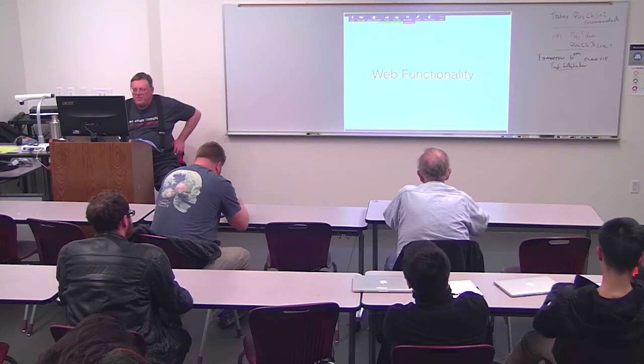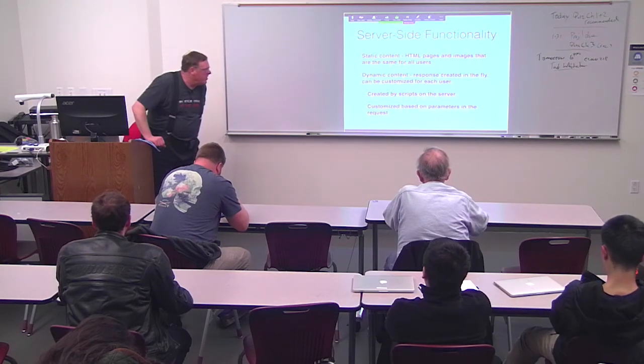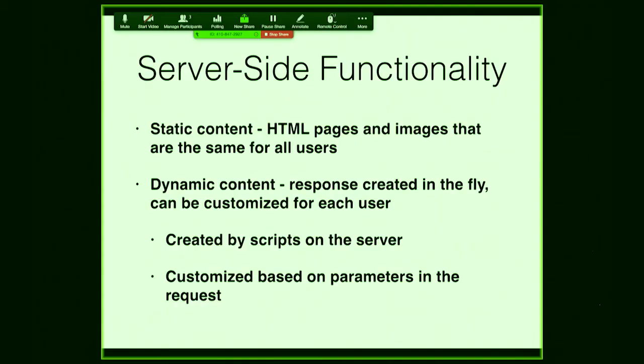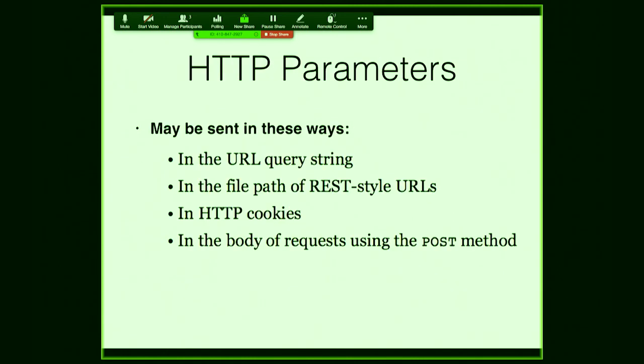All right, so web functionality. On the server, in the old days, you'd have static content, just pages and images, but now everything is pretty much customized, like Amazon. If you go to Amazon, you see a totally different page than anybody else. It sees who you are and shows you different offers and such. So there are scripts on the server dynamically generating the page, depending on cookies and your IP address and how it knows who you are.